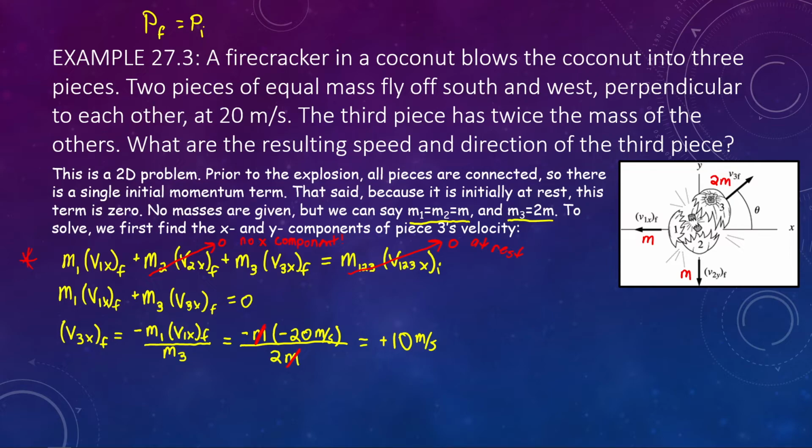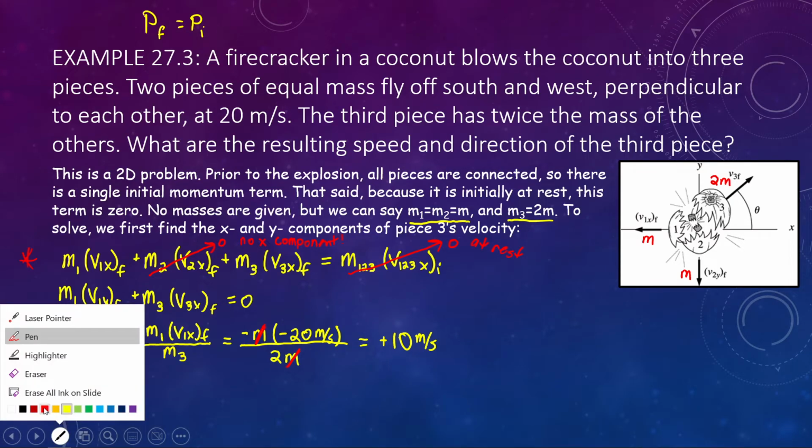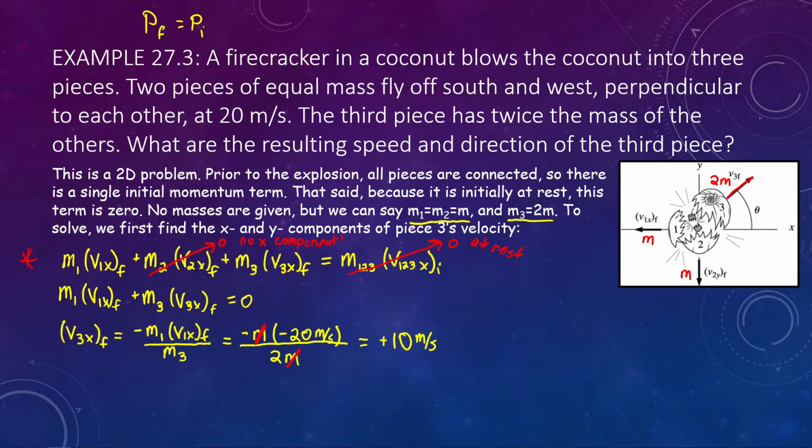So that is the x component of the velocity 3. If this is velocity 3 here, we just solved for, in fact, this technically goes all the way down, we just solved for the x component of it. We just found v3x final. Now, we want to solve for the y component as well, v3y final.